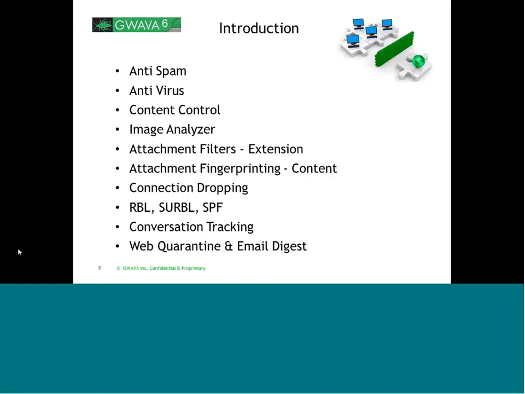We have the ability to do attachment filters, fingerprinting on the content of the attachment, connection dropping, all of the features really that most antivirus, anti-spam solutions have out today. Some of the additional features that we have built in are specifically things like the image analyzer, and of course now multi-tenancy ability. So the ability to support multi-domain support is now built into GWAVA 6.